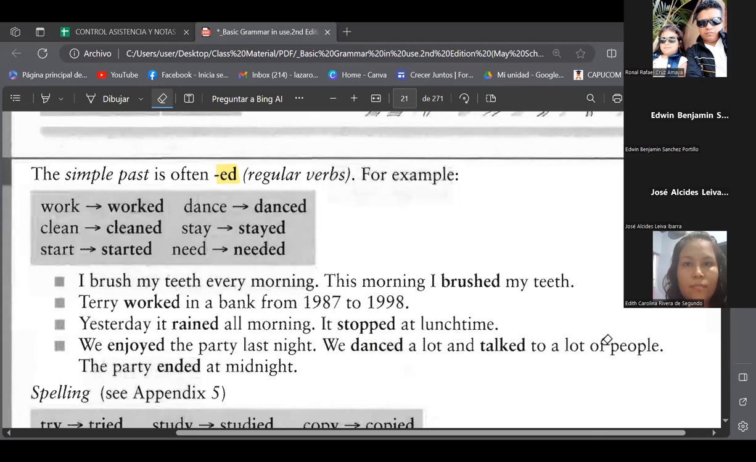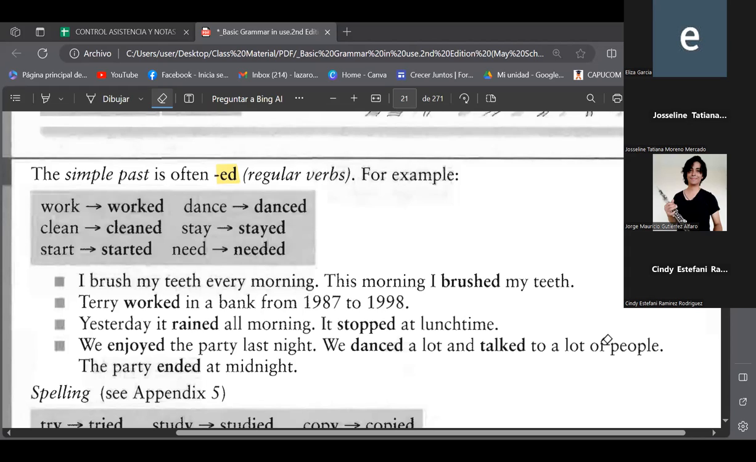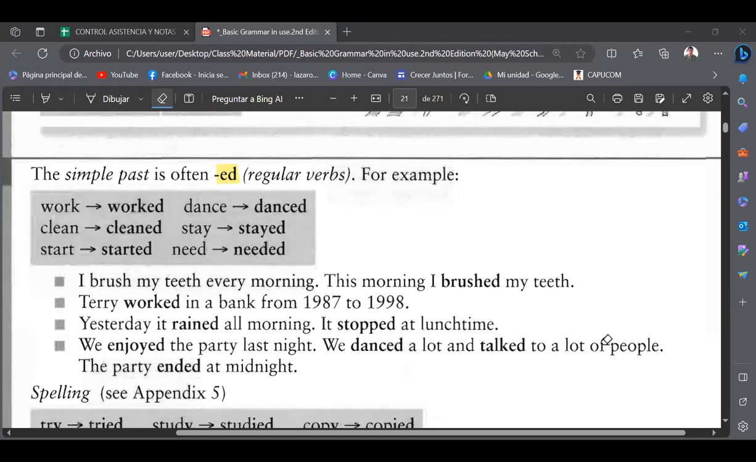Okay, I brush my teeth every morning. This morning I brushed my teeth. Terry worked in a bank from 1987 to 1998. Okay, Jacqueline, can you read this one? It's two numbers, 1987, 1998. One more time, please.